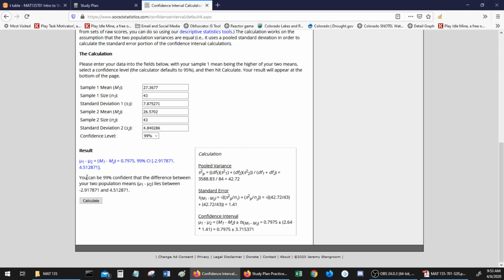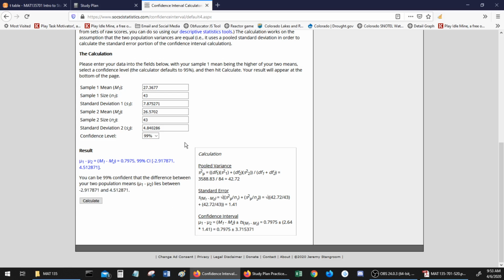I will point out, by the way, that this website makes a mistake too, because it says you can be 99% confident that the difference between your two populations lies between these two numbers. That's not correct. That's not the correct way of saying it. The correct way of saying it is that there's a 99% chance that the confidence interval contains your true value, not that it's in between these two numbers.